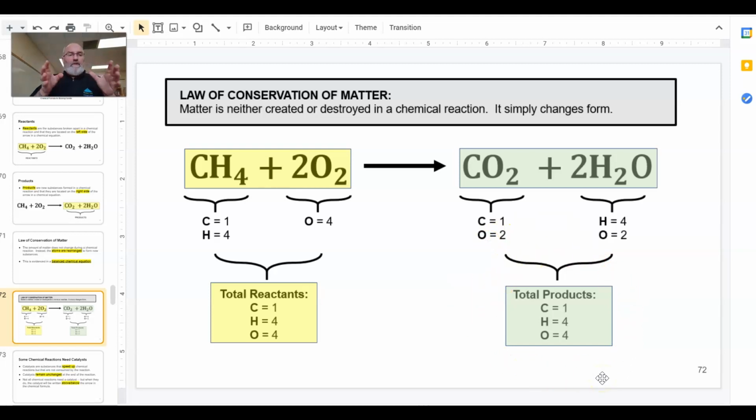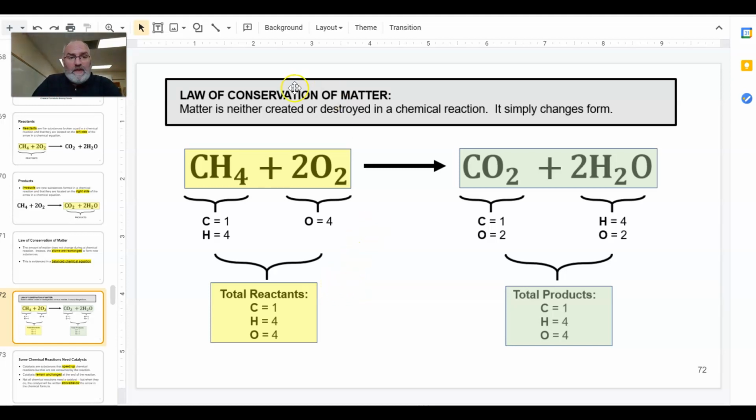We call that a balanced chemical equation, and all chemical equations are balanced. What that tells us is that matter is never created or destroyed when you're looking at a chemical reaction. Instead, it rearranges itself into a new substance.